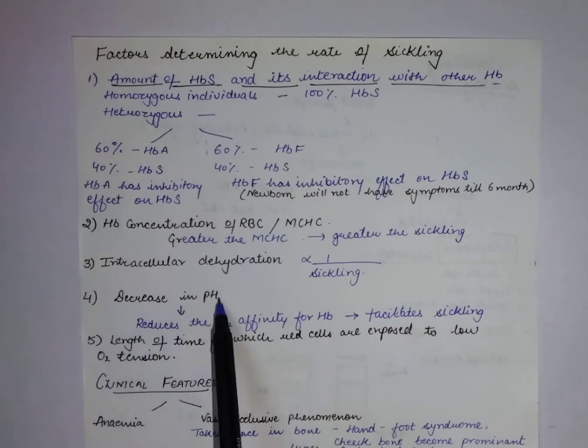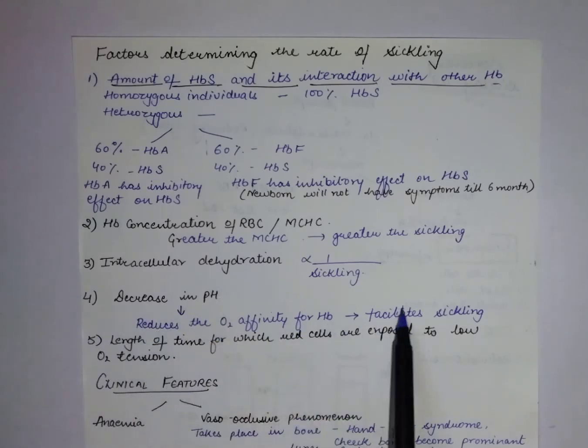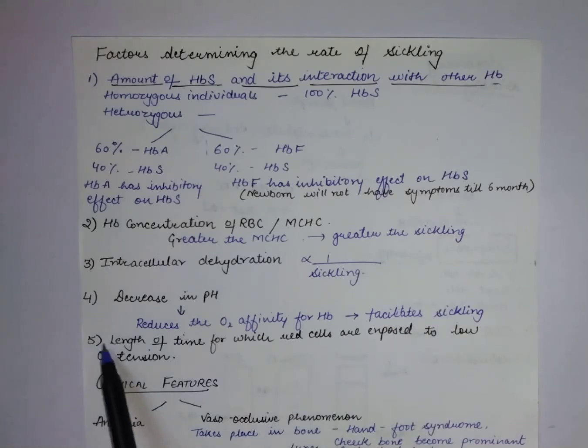Now, a decrease in pH reduces the oxygen affinity for hemoglobin, which facilitates the sickling. Another factor is the length of time for which red cells are exposed to low oxygen tension.